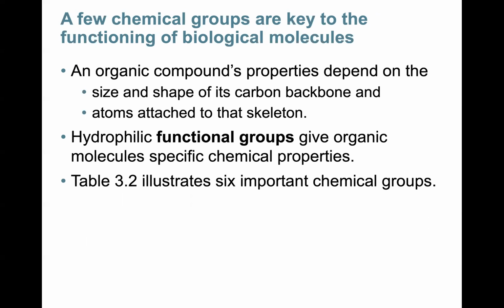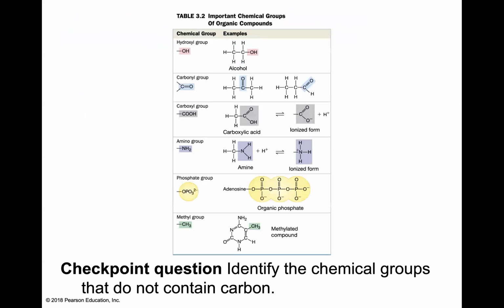On the next slide, we have a table that's going to illustrate 6 important chemical groups that help to form these organic compounds. We have hydroxyl groups, carbonyl groups, carboxyl groups, amino groups, phosphate groups, and methyl groups. As you continue to move through this course, you will see compounds with these structures. You should be able to identify the chemical groups that do not contain carbon. We see that in our phosphate groups, the amino groups, and so forth. The hydroxyl groups don't contain carbon.